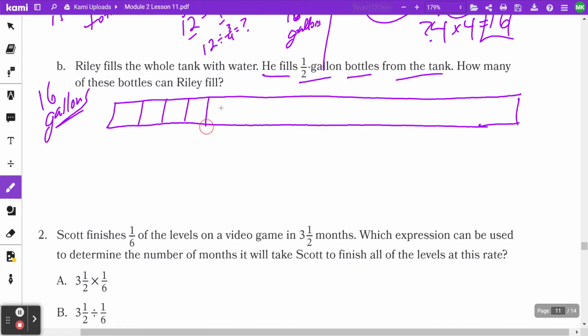1, 2, 3, 4, 5, 6, 7, 8, 9, 10, 11, 12, 13, 14, 15. Okay, so there are my 16 gallons.